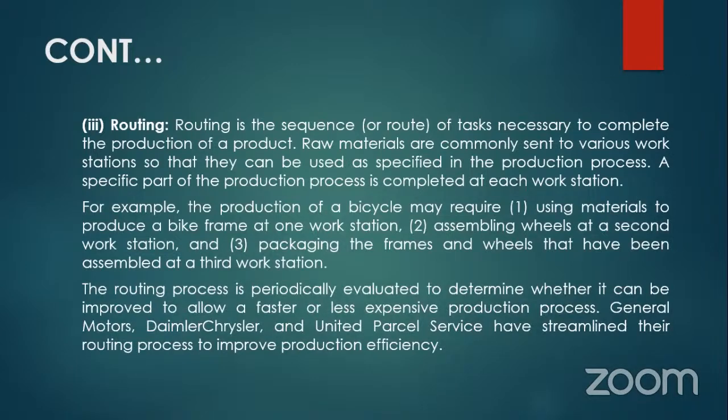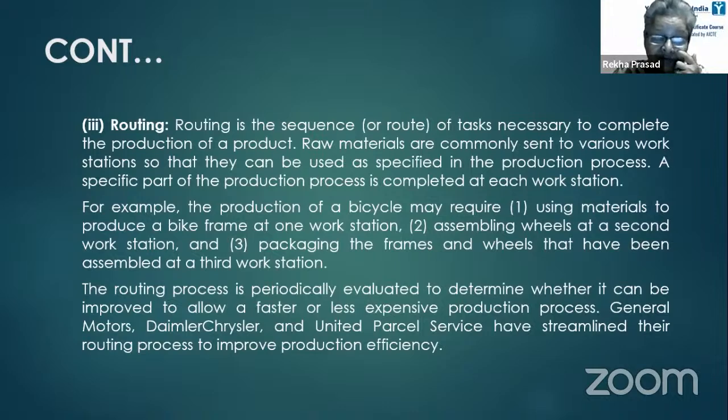The routing process is periodically evaluated to determine whether it can be improved to allow a faster or less expensive production process. General Motors, Daimler Chrysler, and United Parcel Service have streamlined their routing process to improve production efficiency. If you improve routing, your production efficiency will also improve. It is just an example. Only thing, these are American companies. Even in Indian companies, the same things must be happening.